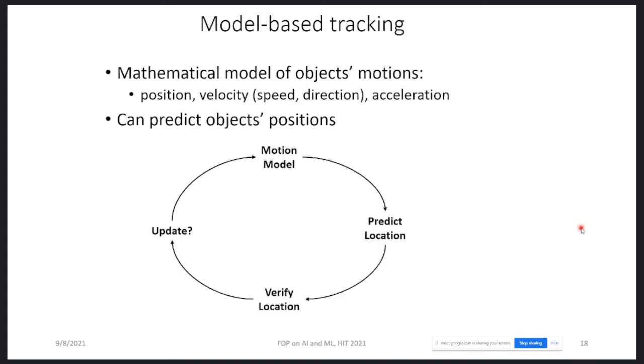Okay. Then we have model-based tracking, where basically the mathematical models of the object's motions are done. You estimate the position, velocity. Velocity you represent in terms of speed and direction. Then acceleration, you can use it, and you can predict the object's position. So you have a motion model. From the motion model, you predict the location, you verify the location, you update it. If you are satisfied with the verification, you update it, and then you can apply the motion model.